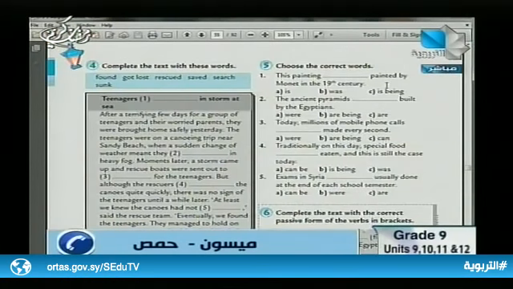Let's start with Mr. Mazen, please. This painting, the choices: is being painted by Monet in the 19th century. So the answer, Maysoon, is going to be "was", because we have the 19th century.